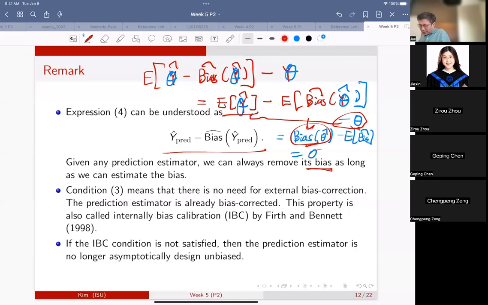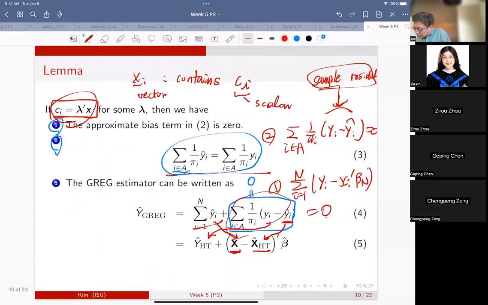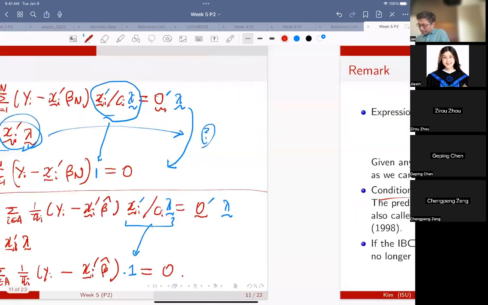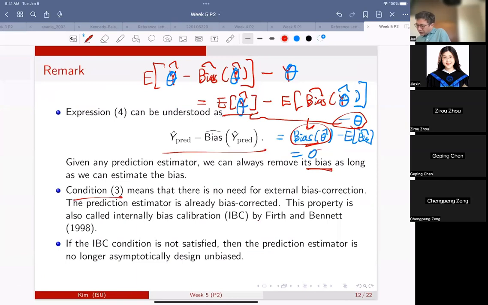Condition 3 is basically a sufficient condition for this one. So the relationship here means that the bias correction term is 0. That means there's no need for external bias correction. It's automatically bias corrected. So the prediction estimator is already bias corrected as long as Ci equals Xi prime lambda holds.